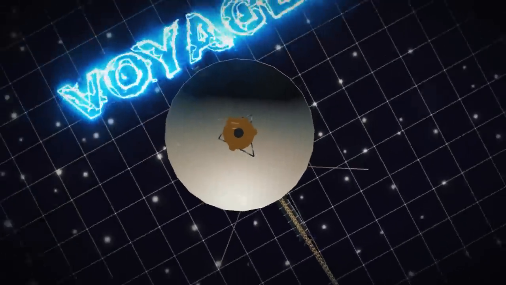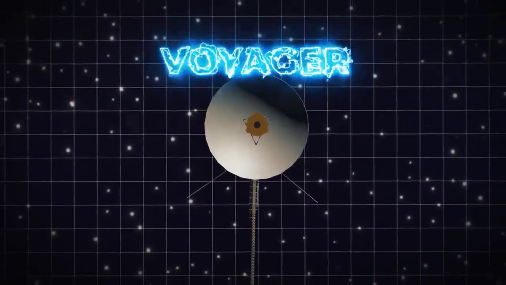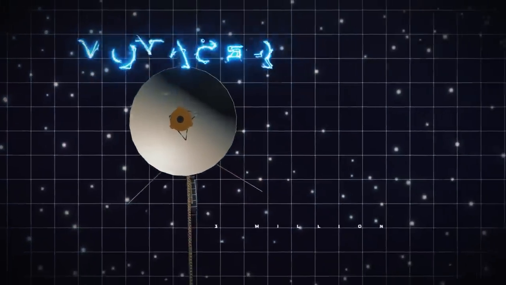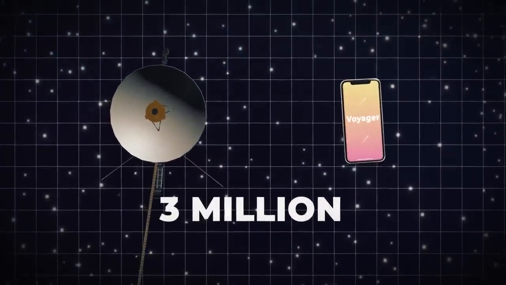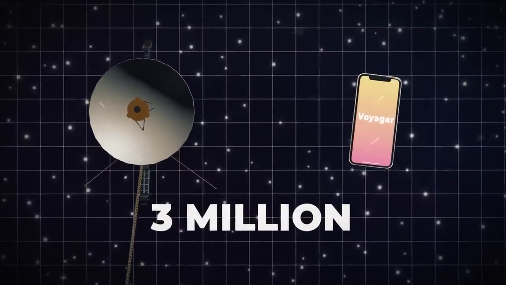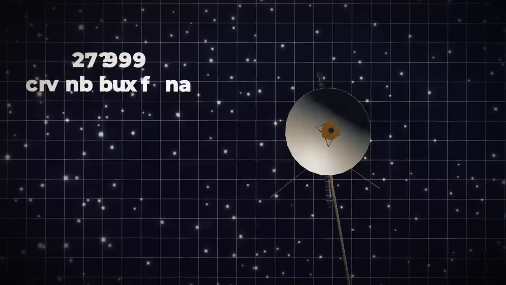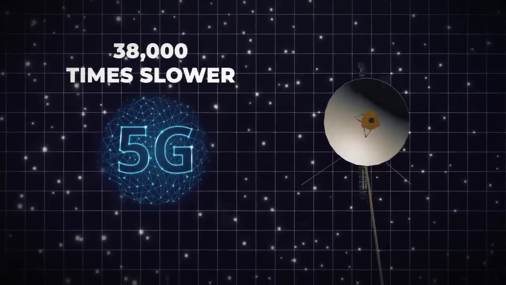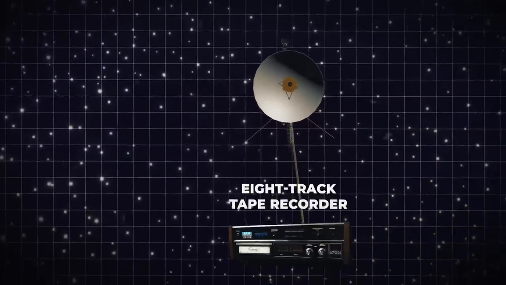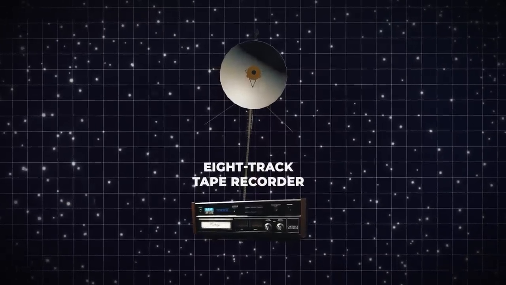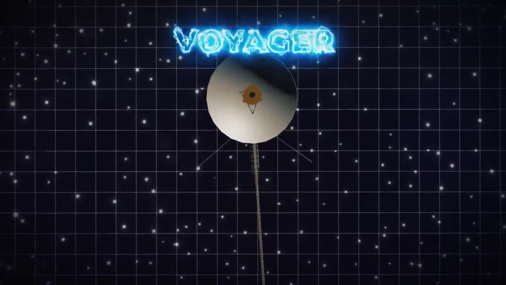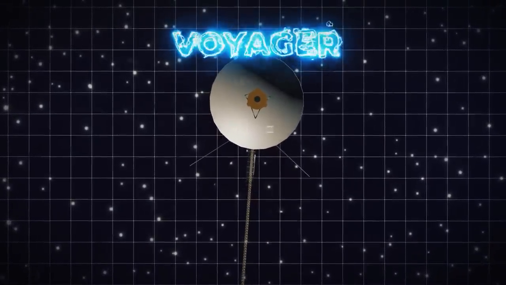In many ways, NASA's twin Voyager spacecraft have evolved into time capsules of their age. They contain around 3 million times less memory than contemporary cell phones, transmit data at a rate which is about 38,000 times slower than a 5G internet connection, and each one has an 8-track tape recorder for data storage. The Voyagers are still at the forefront of space exploration in spite of this.